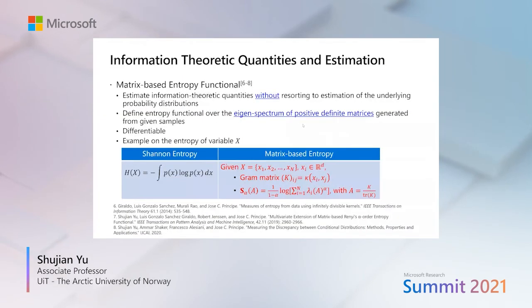So our question is whether it is possible to estimate information theoretical quantities such as the divergence, mutual information, or entropy without resorting to the estimation of the underlying probability distribution. The answer is yes.